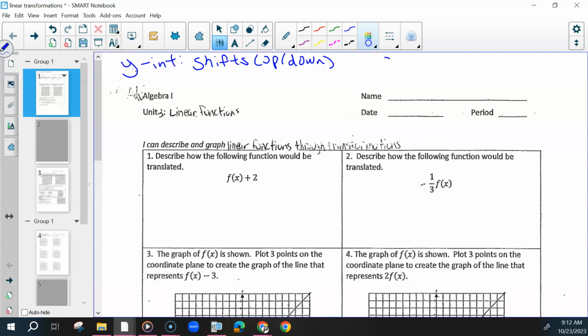Okay. So then there's the slope. The other two relate to slope. If your slope is reflected, it's negative.